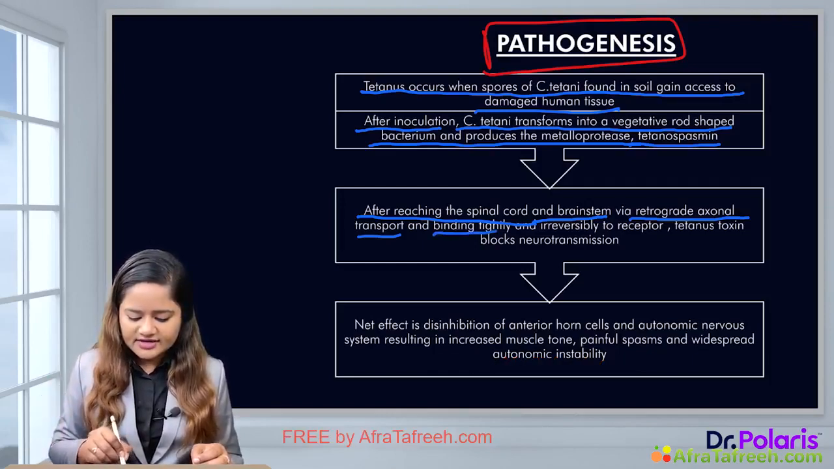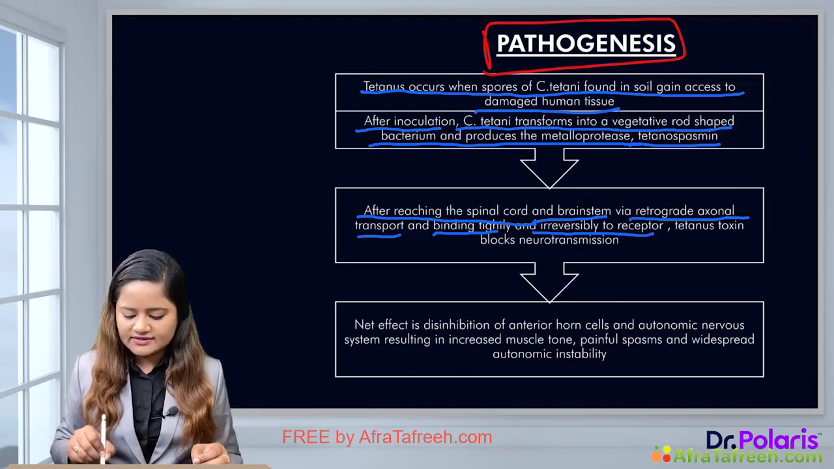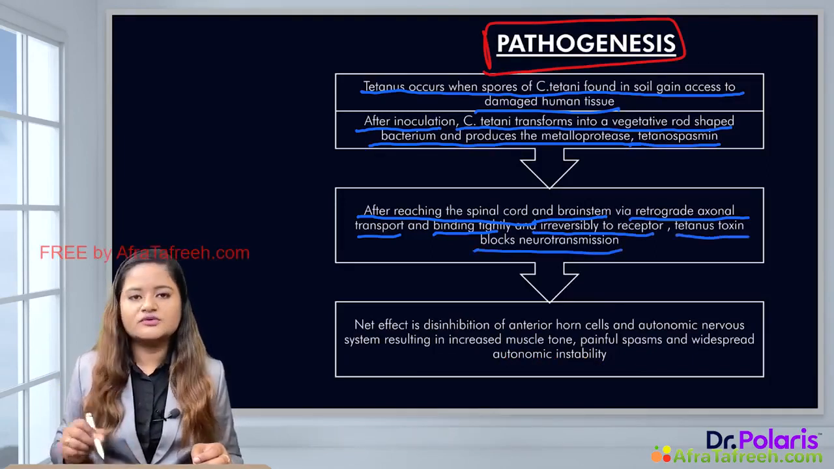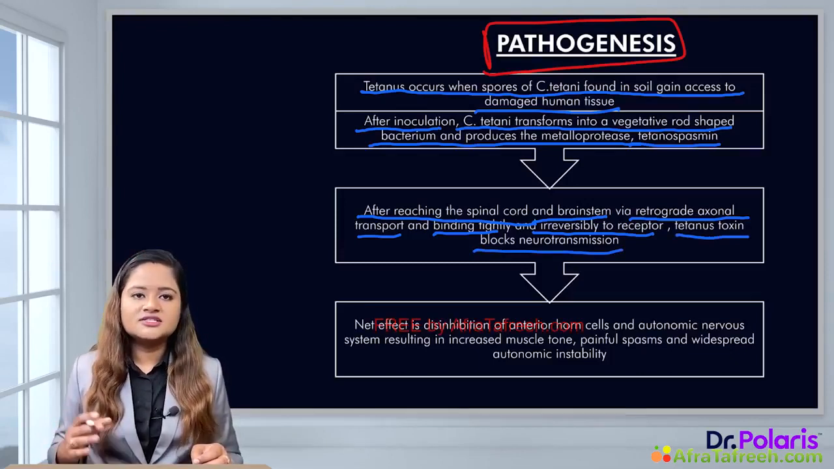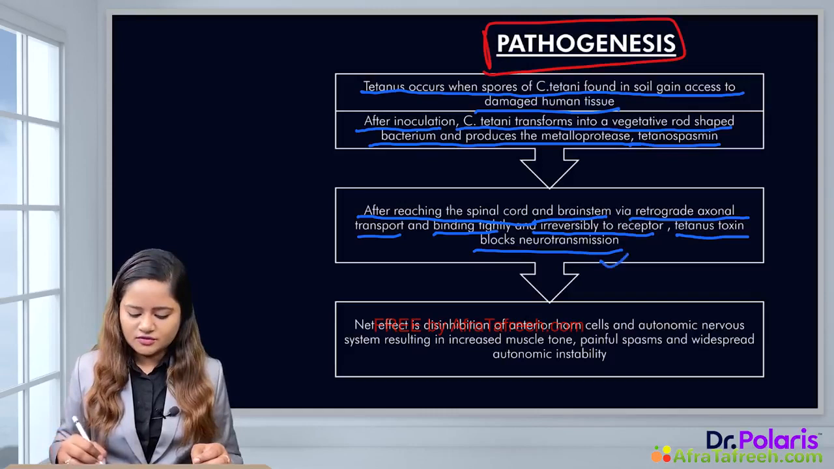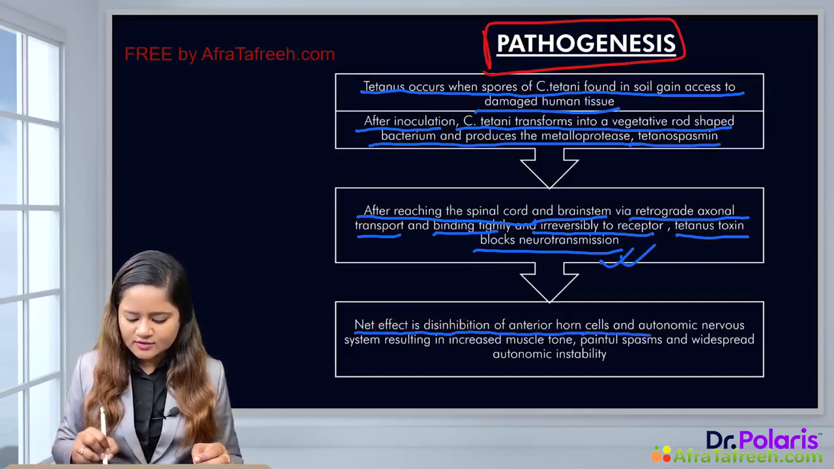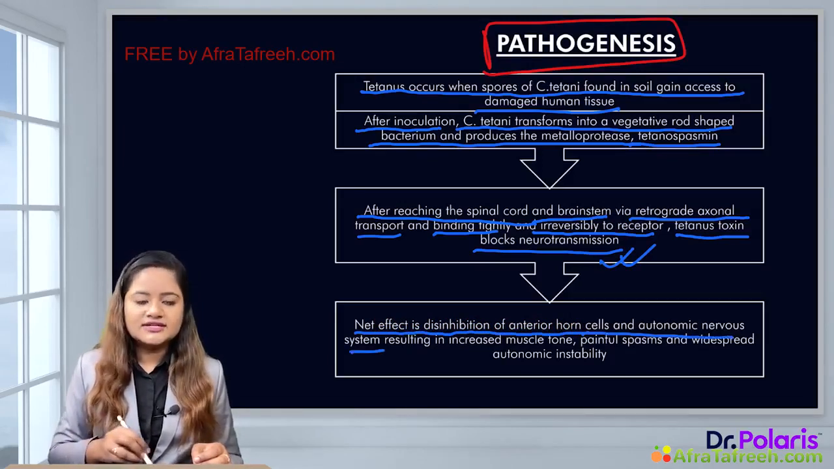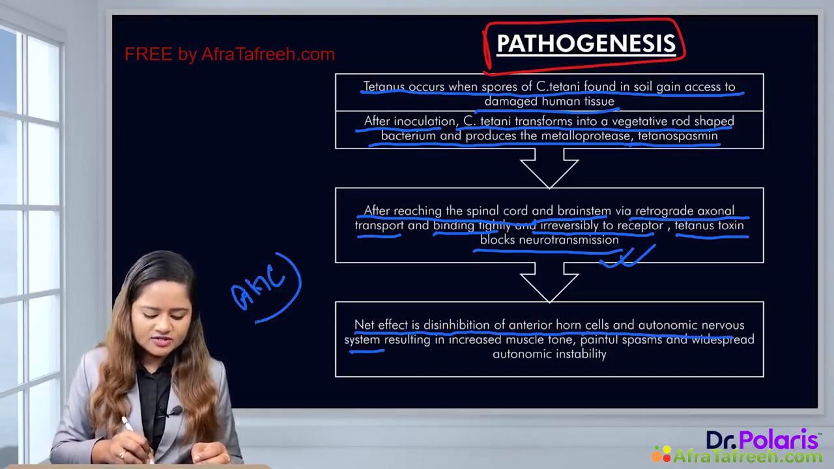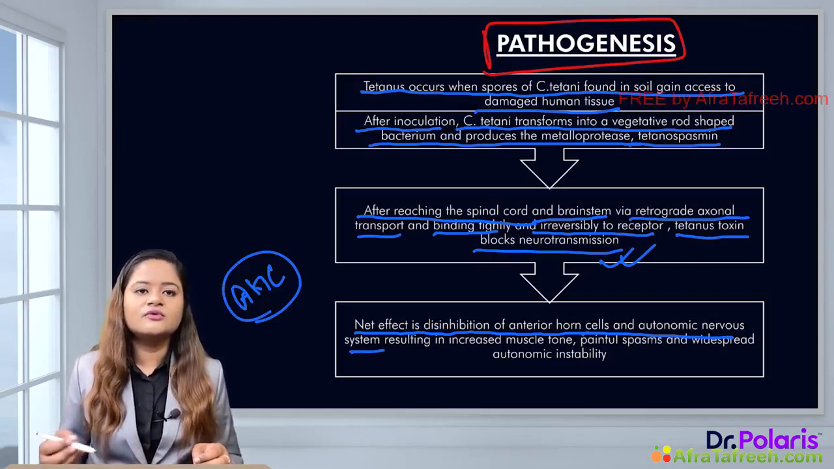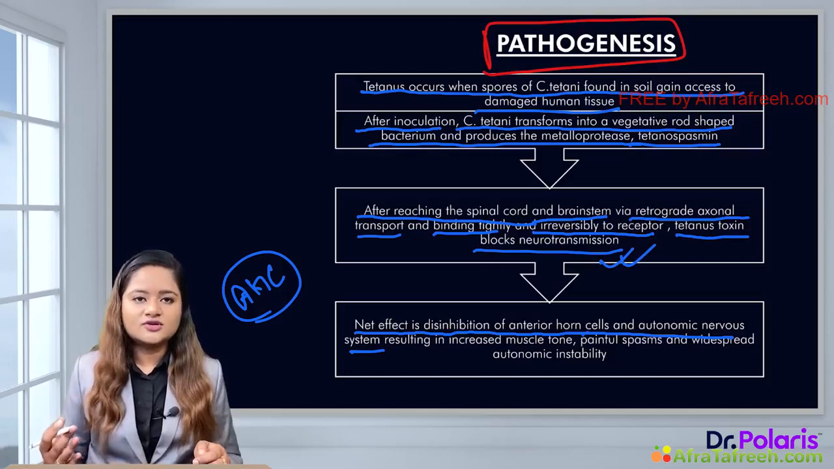It binds tightly and irreversibly to the receptor, and the tetanus toxin blocks the neurotransmission there. So the tetanospasmin that is produced blocks all the signals of nerve transmission at that particular level. The net effect is disinhibition of the anterior horn cells and autonomic nervous system. So the anterior horn cells get affected and they stop the neurotransmission. There are not going to be any nerve signals that can travel down.